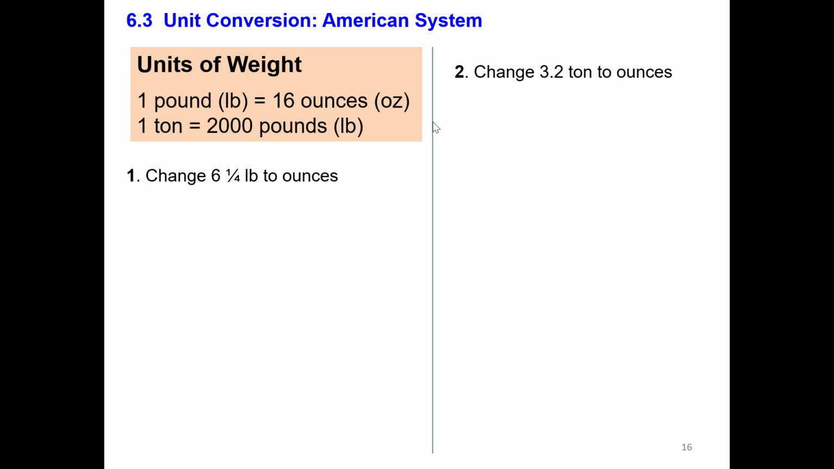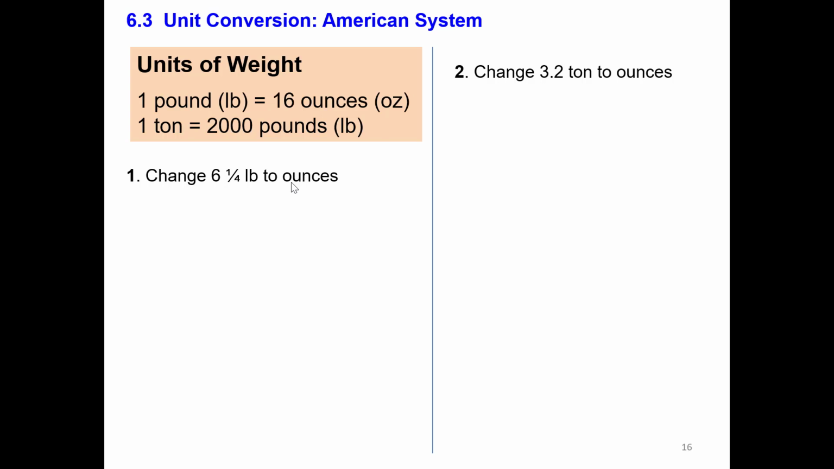In this case, we are going to study the units of weight. And in this case, we have two conversion factors. We have 1 pound equals 16 ounces and 1 ton equals 2,000 pounds. And we will use these conversion factors to solve this problem. We want to change 6 1/4 pounds to ounces.